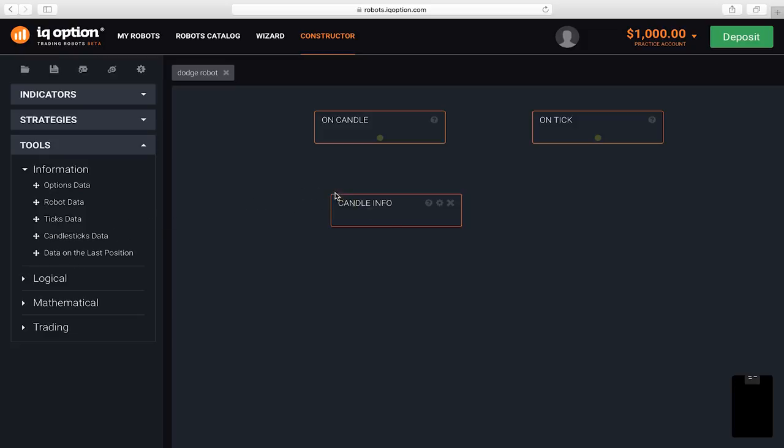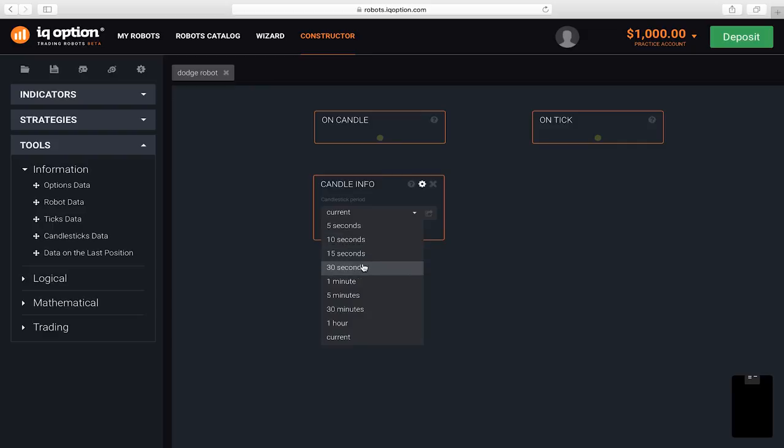Go to Tools, Information, and find the Candlestick Data block. Then drag it to the designer. In the parameters, set the candle period to work with. Let's set 30 seconds and make this a global parameter.